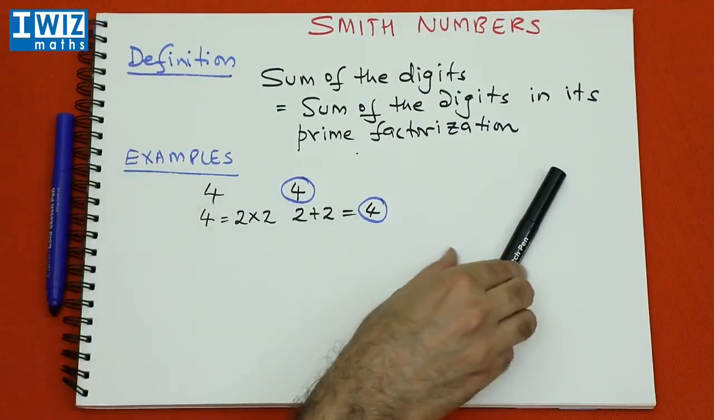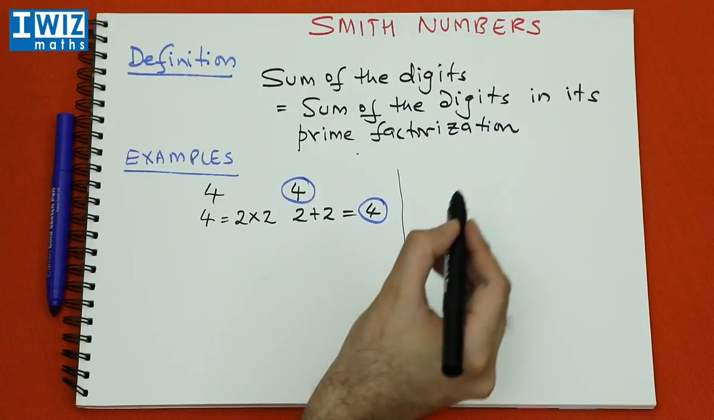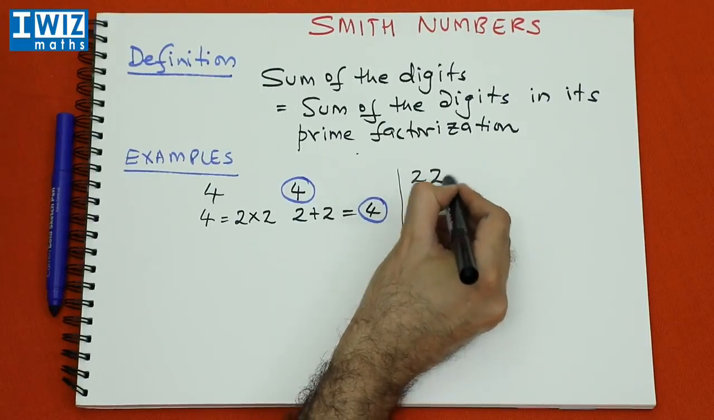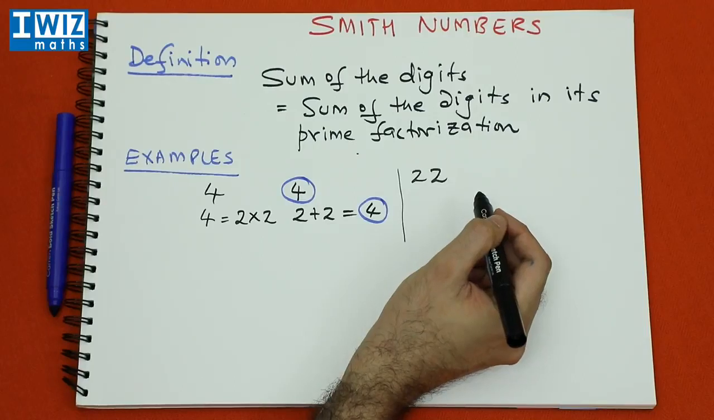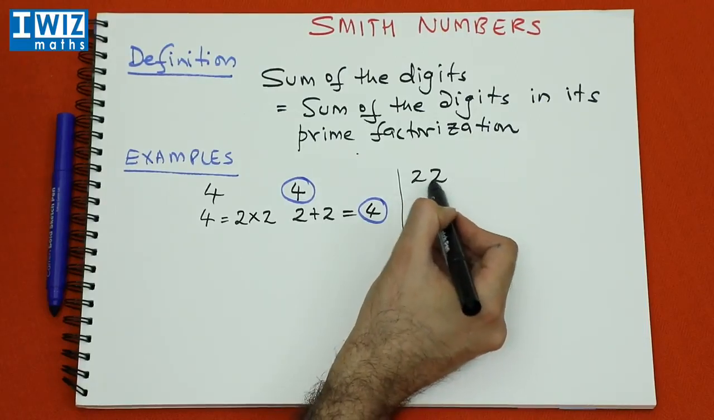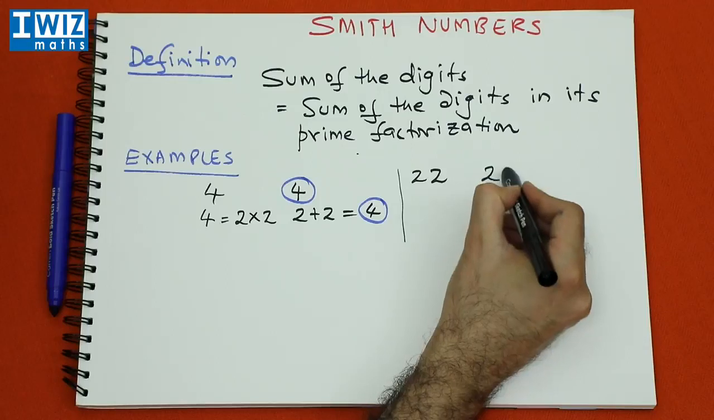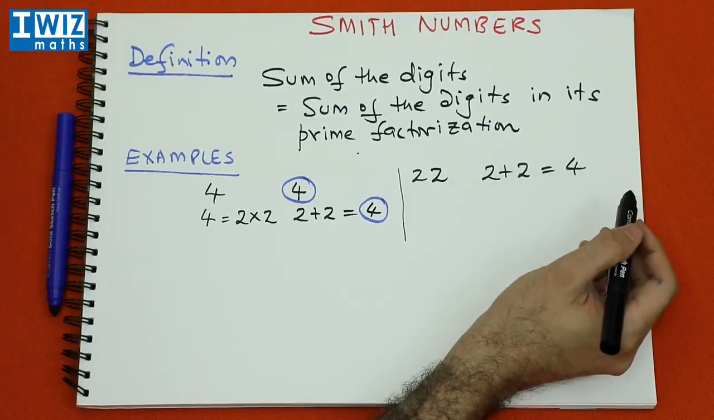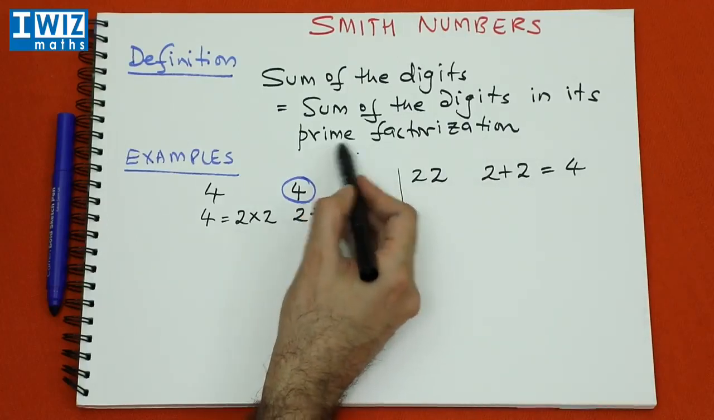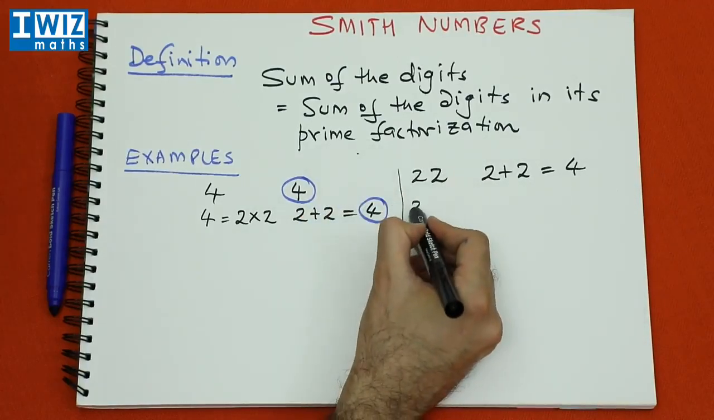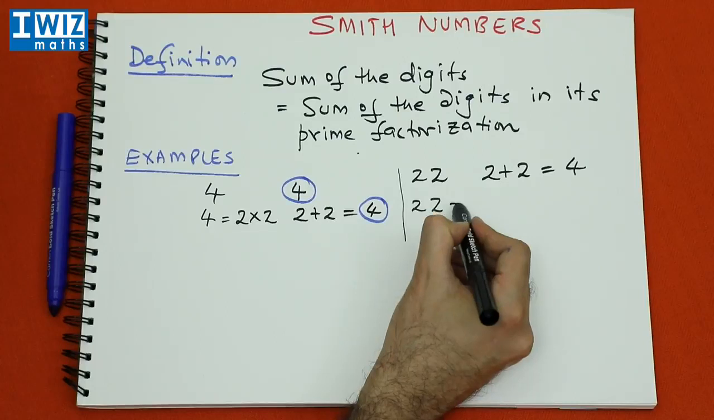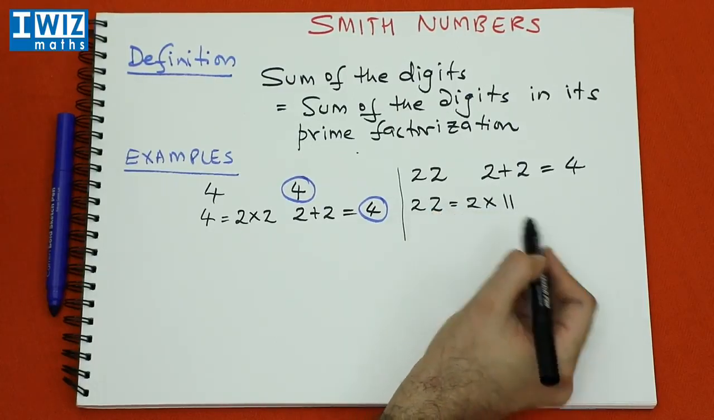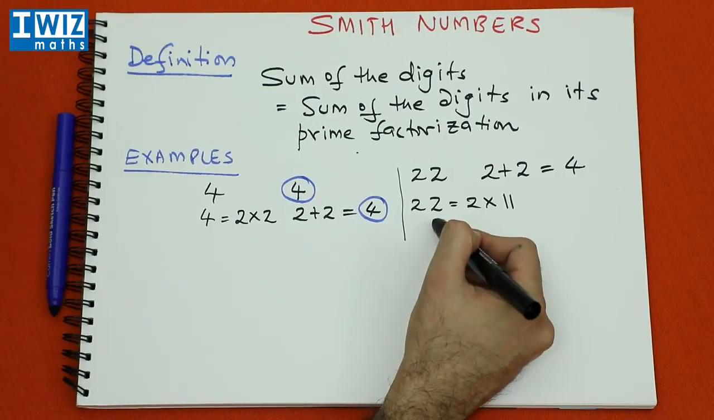Let's look at another example. So another example of a Smith number is the number 22. Now, when you sum the digits, there are two digits here, 2 and 2. So 2 plus 2 is equal to 4. And then we need to construct the prime factorization. So 22 is written as 2 times 11. Those are the prime factors of 22.